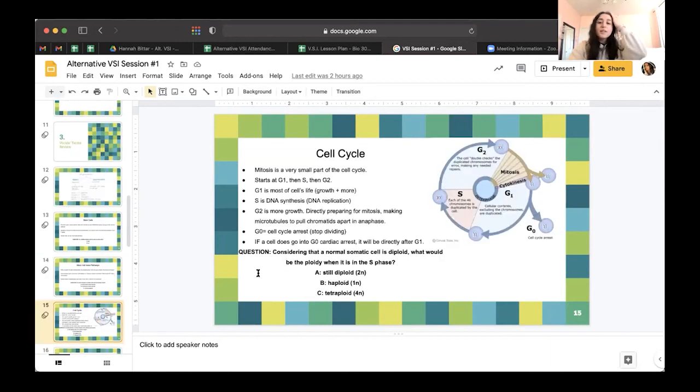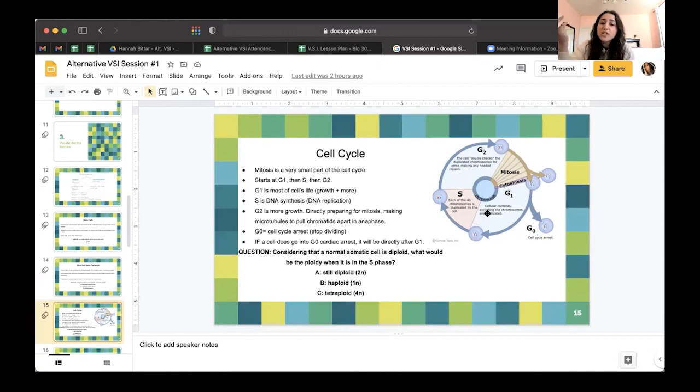Okay, cell cycle. So this is the cell cycle right here. We start at G1, and we learned about mitosis in the last exam block. Mitosis is part of the cell cycle, but it's this really small part right here. So we start at G1, growth, S, DNA synthesis, and then G2 is just some more growth. It's just getting ready for mitosis. And then we go into mitosis.